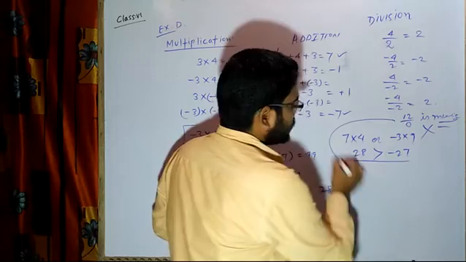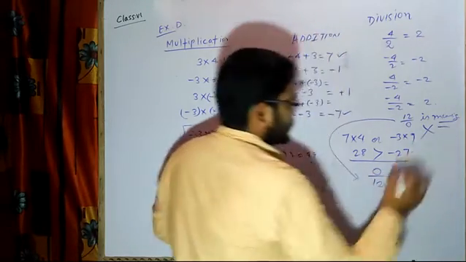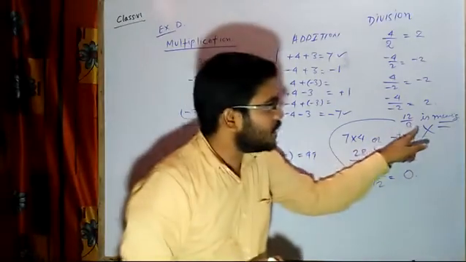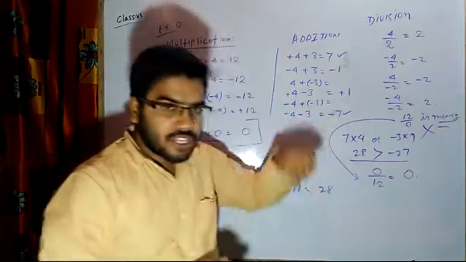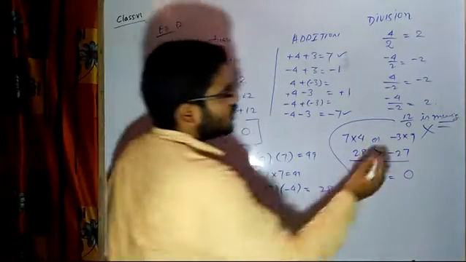And just the opposite of this, 0 divided by 12, the answer will always be 0. So when we multiply with 0, you will get 0. When we divide by 0, meaningless. When 0 is divided by any other number, the answer will always be 0. So this is what you have to keep in mind.